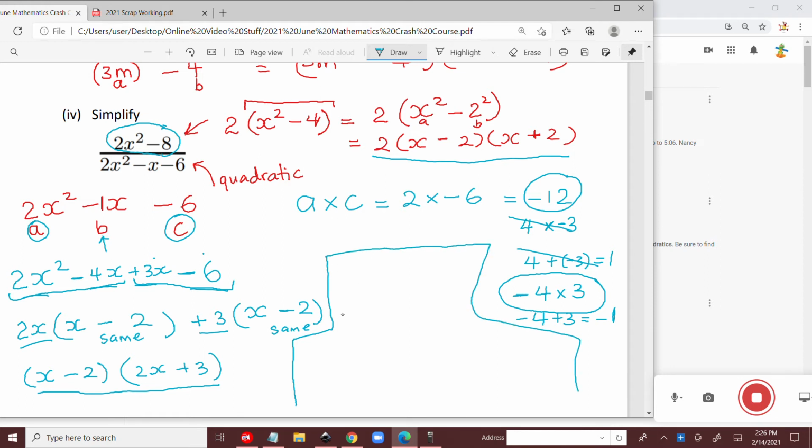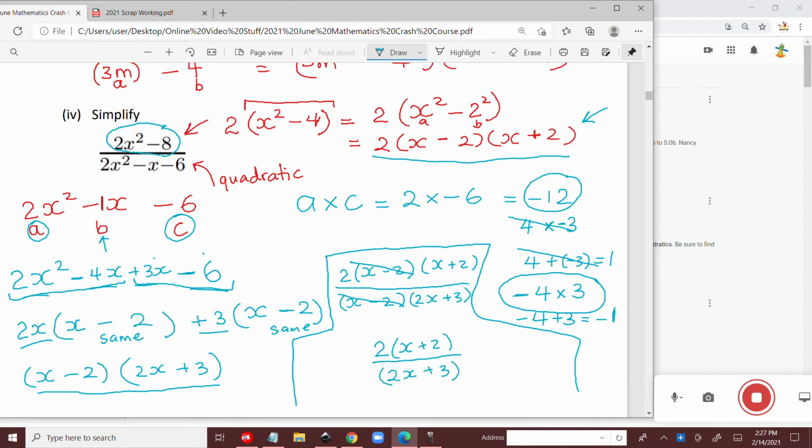For the top, right, this is what we have for the top. 2x minus 2 and x plus 2. That's this here. I just wrote back this. And for the underneath portion, we got x minus 2 and 2x plus 3. You notice something on top and underneath looks exactly the same? X minus 2, x minus 2. So the final answer is 2, and we are left with x plus 2, and underneath we are left with 2x plus 3. That's the end of that question.